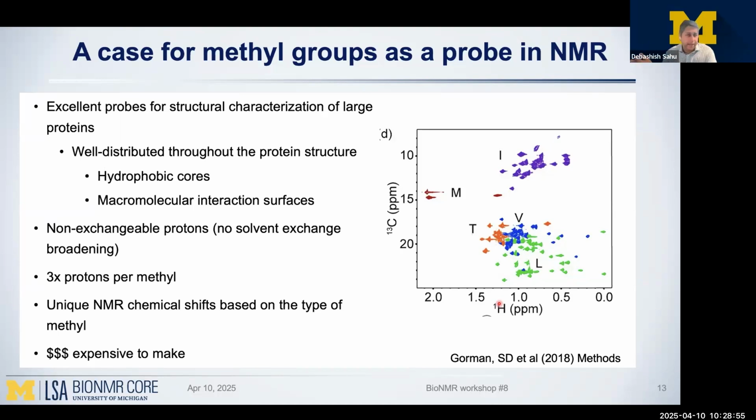So these are the advantages and the disadvantages. The other disadvantage is that, as you can see, this dispersion in the proton dimension is not all that great. So you might have some overlaps. Again, that is okay as long as you're able to label them in a specific manner. And then we will also talk about some issues for I, L, and V in a few slides.